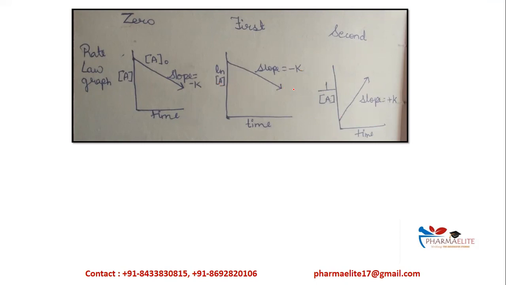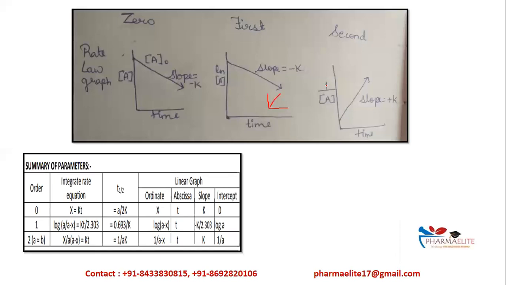In first order, if you plot a graph of log of initial upon final concentration versus time, for a logarithmic plot, you will get a straight line passing through the origin and it will have a slope value of K by 2.303. These are the plots, but for the rate law expressions, you can also plot it with log values.